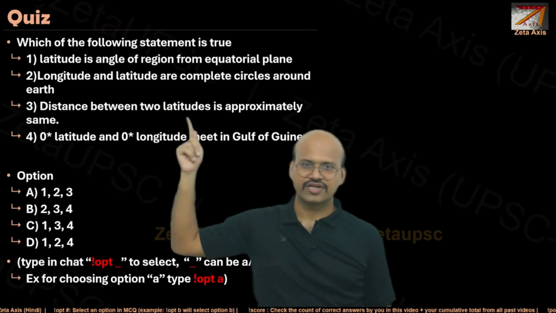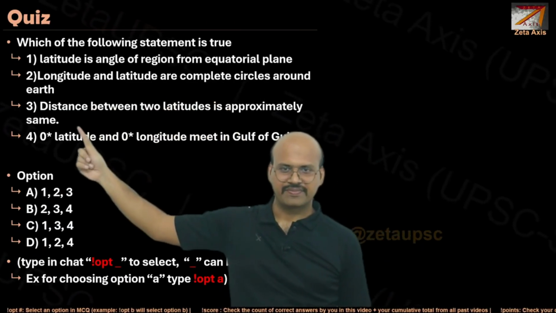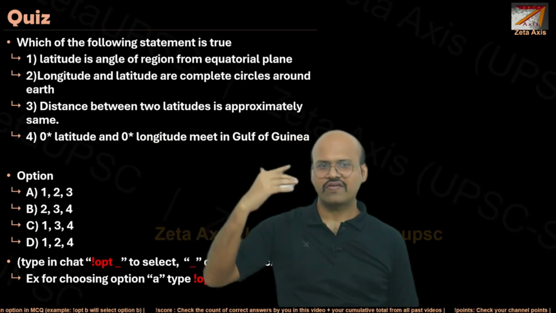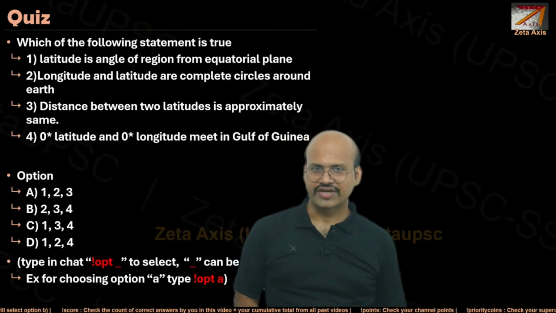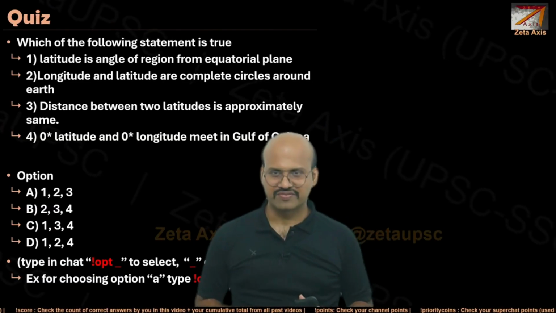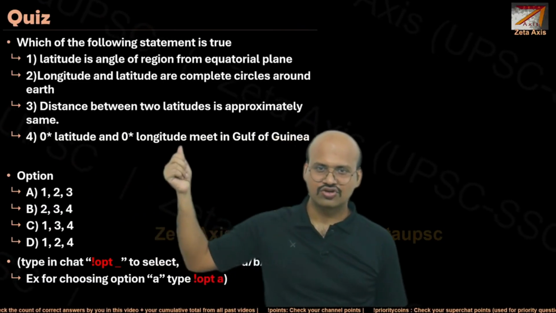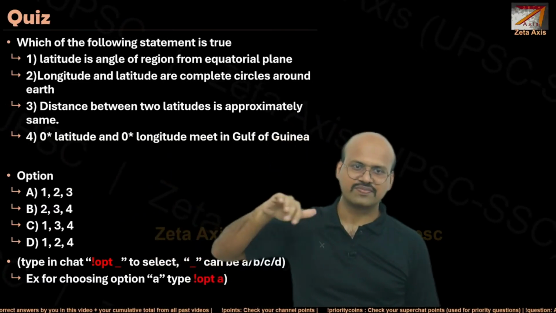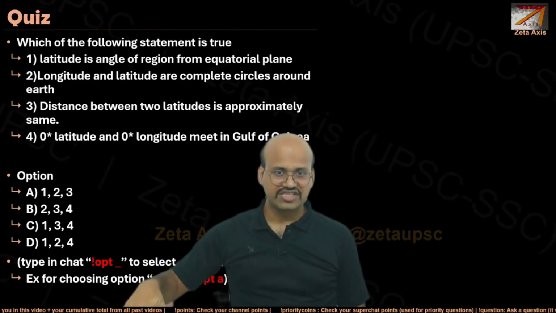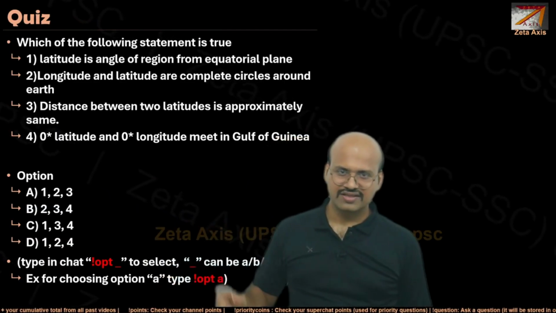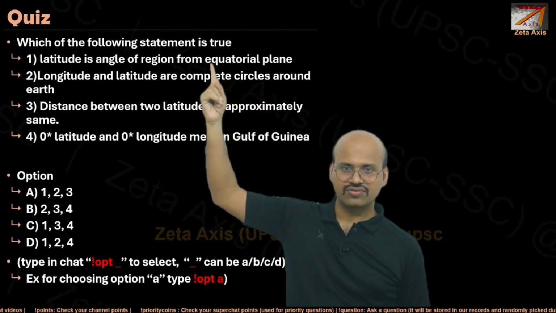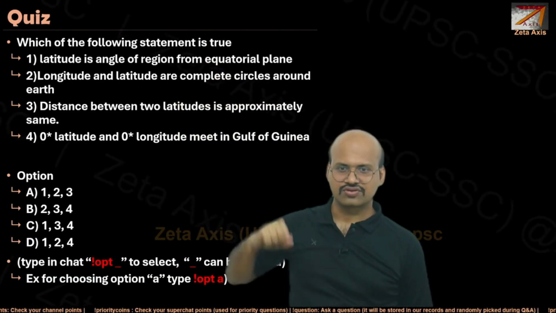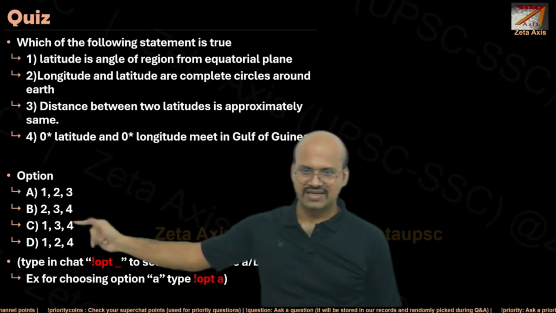Distance between two latitudes is approximately the same. Yes, the distance between two latitudes is always approximately the same, whether you are at higher latitude or lower latitude. The distance between longitudes is what varies. 0 degree latitude and 0 degree longitude meet in the Gulf of Guinea, which is on the western side of our African continent. So this statement is also true. So the first one is true, third is true, and fourth is true. So 1, 3 and 4. C is the right statement.